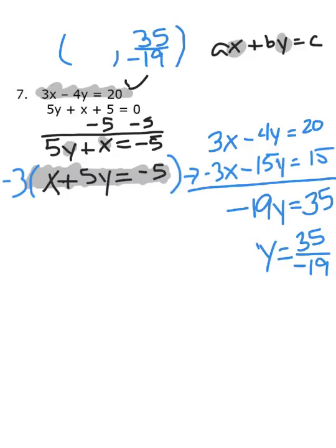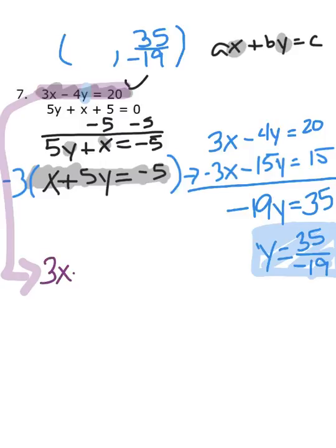So from here, I'm going to choose to use the first equation. I'm going to rewrite it down here. And instead of y, I'm going to use what we got here in place of y. So this is going to be 3 times x minus 4 times the y value of 35 over negative 19 equals 20. This is where a calculator would be very helpful.